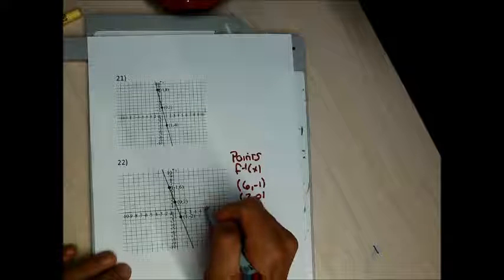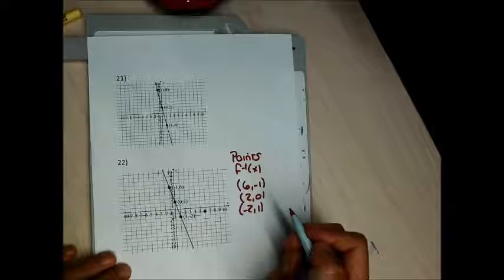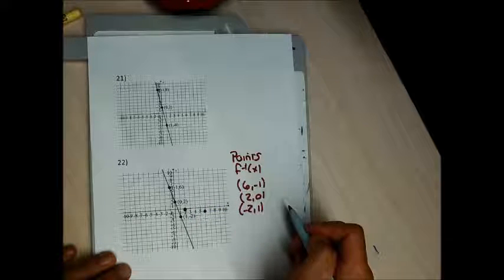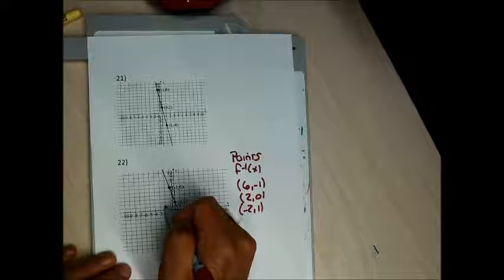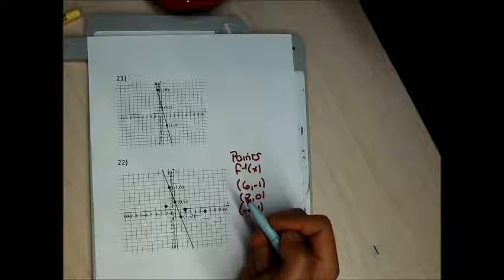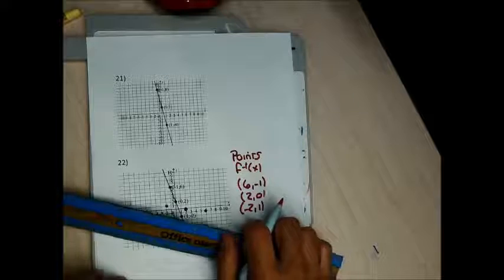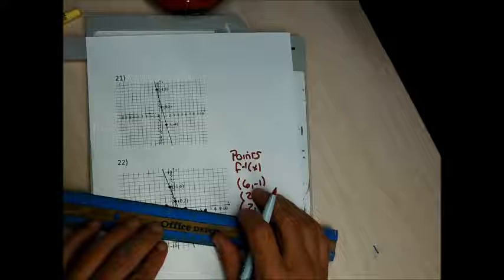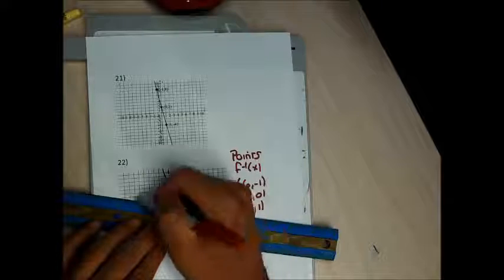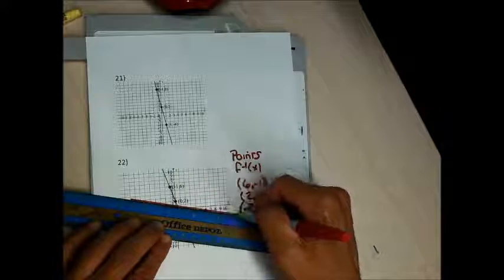So let me go ahead and graph the points (6, -1), (2, 0), and (-2, 1). And I'm going to connect those three points with a line because the initial function is a line. And I'll say I'll successfully have graphed the inverse of this function, the best I can. This would be a graph of f inverse.